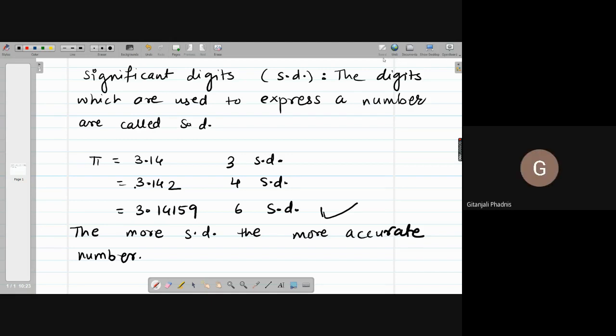So the significance of significant digits is that the more significant digits you have, the more accurate is your number.